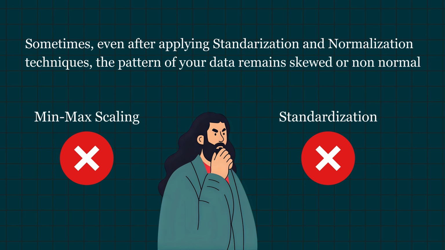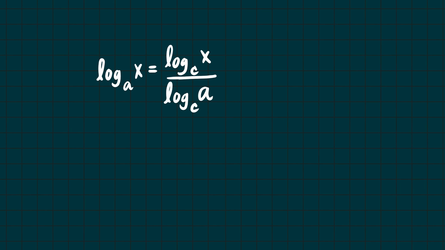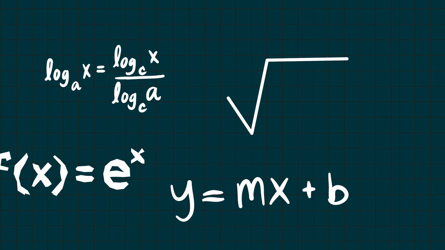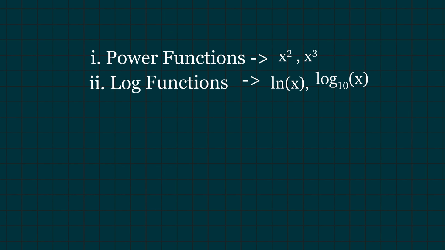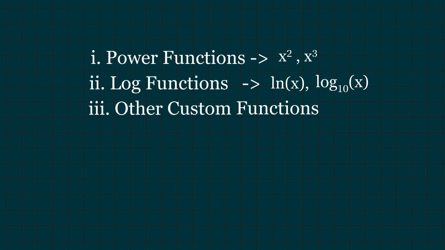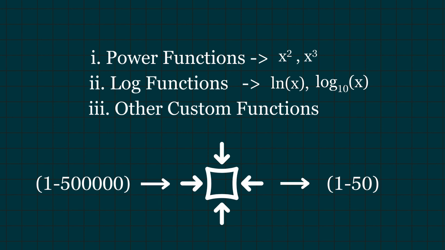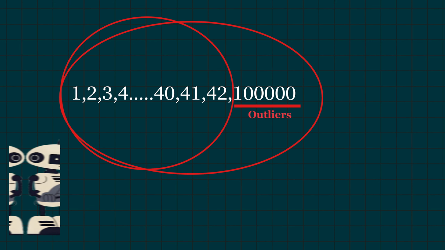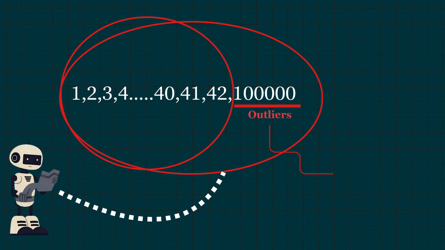To fix this, we can apply mathematical transformations like logarithms, square roots, or other custom functions to make the data more normal-like. This is where the function transformer comes in handy. With a function transformer, you can apply power functions, log functions, or any custom functions of your choice. What they do is they squish your values down so they are easier to fit the models. You can still use a function transformer to adjust the scale and pattern of your data without removing the outliers. This allows your model to learn effectively even with some extreme values present.